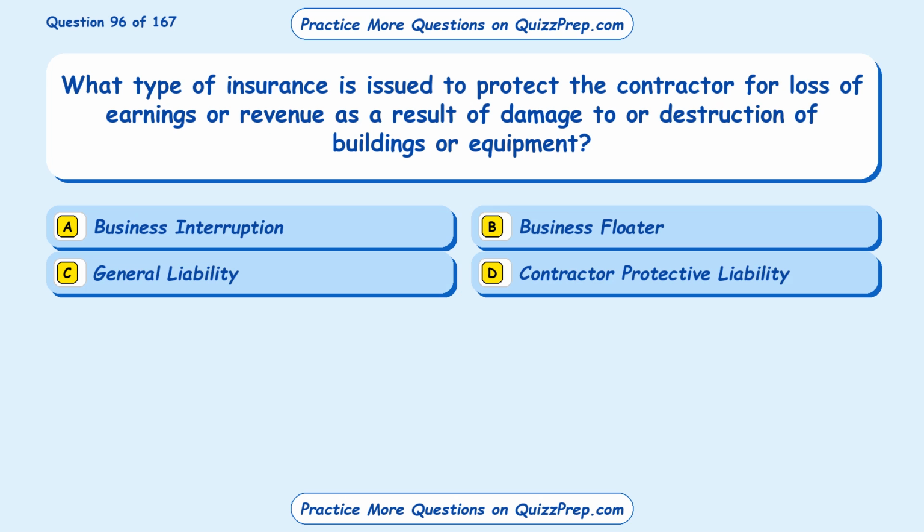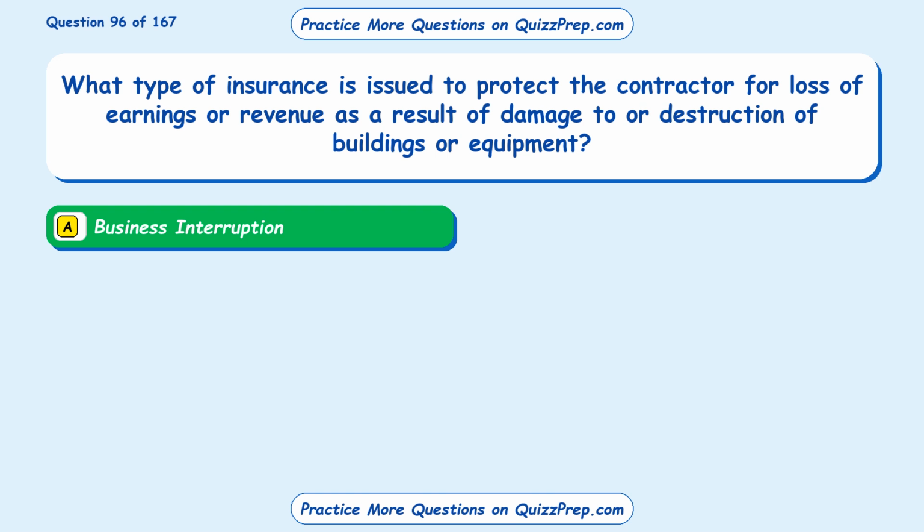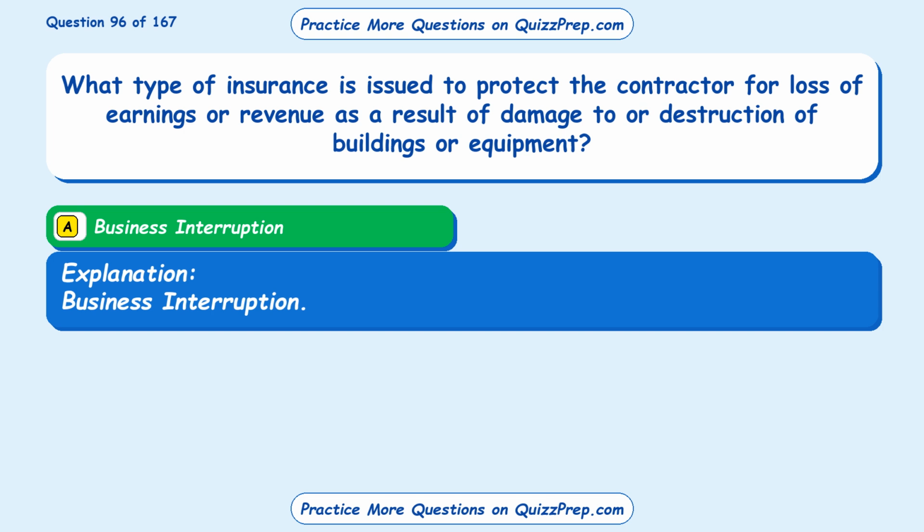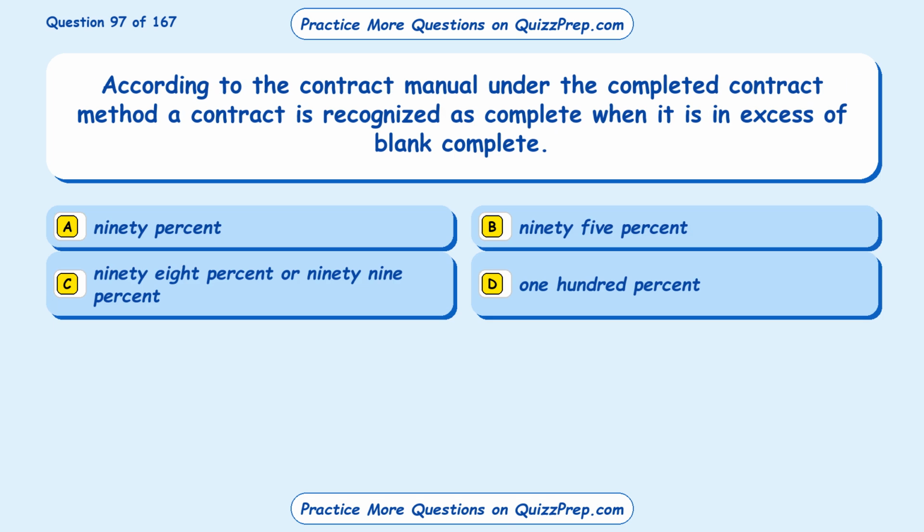Question 96. What type of insurance is issued to protect the contractor for loss of earnings or revenue as a result of damage to or destruction of buildings or equipment? Option A, business interruption. Option B, business floater. Option C, general liability. Option D, contractor protective liability. The correct answer is option A, business interruption. Business interruption.